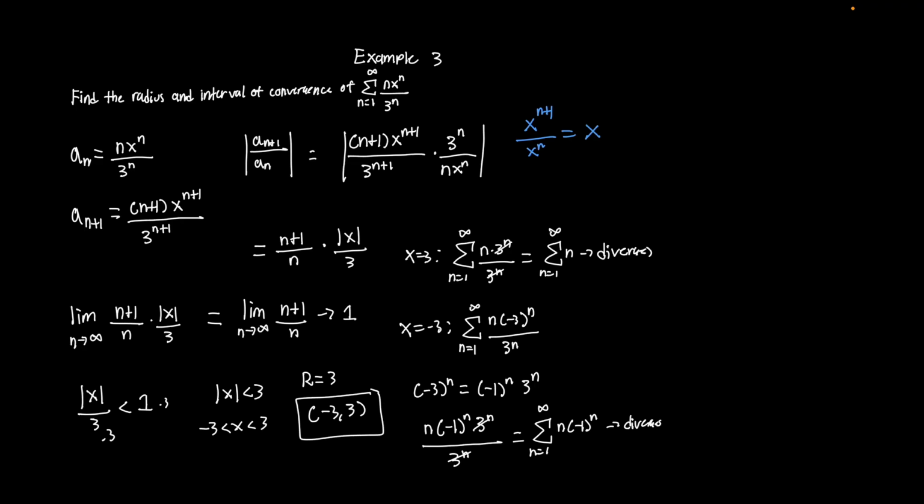From negative 3 to 3, and both of these are not included. So I guess this is like a guessing game. Well, not really a guessing game, but if you don't want to actually check the endpoints, then it's really just a guessing game.